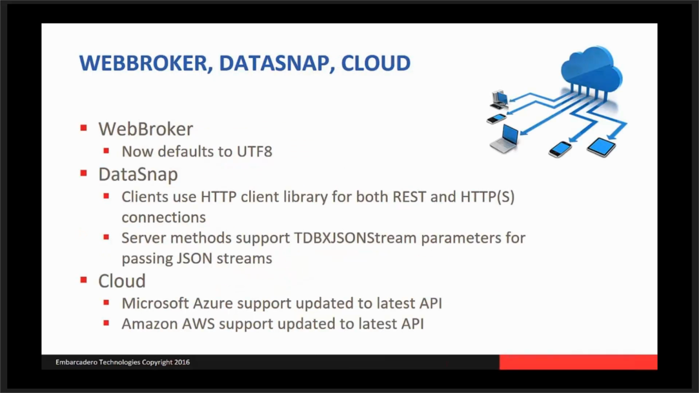We've done some cleanup also in other product areas like WebBroker. It now defaults to UTF-8 as the string type, which is the most commonly used string type on the internet. DataSnap has a few extensions as well, with some further use of the REST and HTTP client libraries for both REST and HTTP connections, while it was only REST in 10 Seattle. Improvements of server method support, and the other relevant thing is that both Azure and Amazon Web Services support has been updated to the latest APIs.